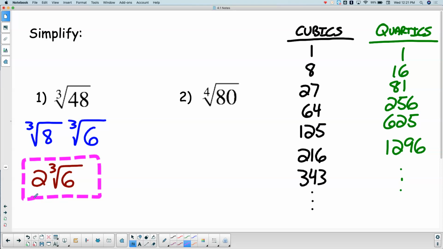80, I'm going to break up into the fourth root, because that's what we're dealing with here now: the fourth root of 16 and the fourth root of 5. The fourth root of 16 is 2.